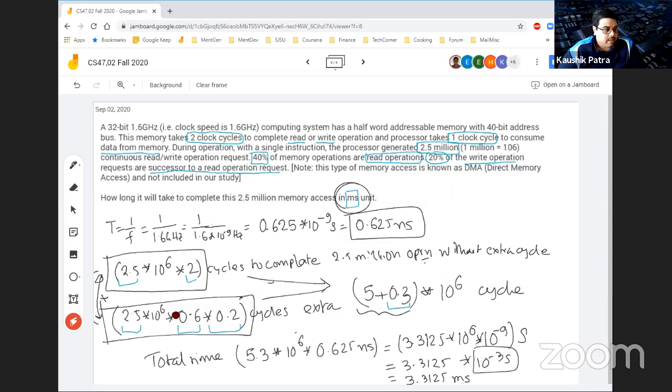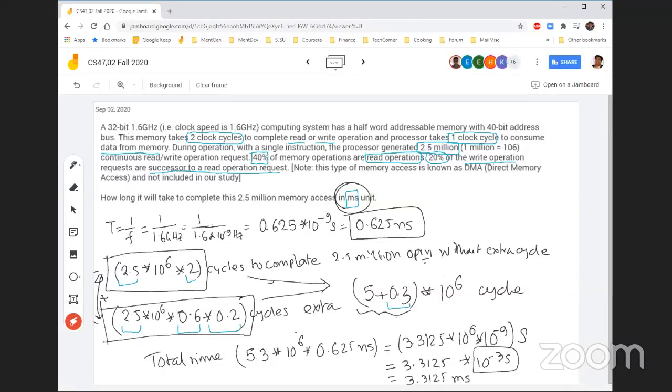And how many are there? There are 60% write operations, and out of that 60%, 20% of them are going to have a back-to-back read-write scenario. So that's why it is 2.5 million multiplied by 0.6 multiplied by 0.2 multiplied by 1 clock cycle. So it doesn't matter whether you multiply by 1 or not, but it is not multiplied by 2. Thank you.